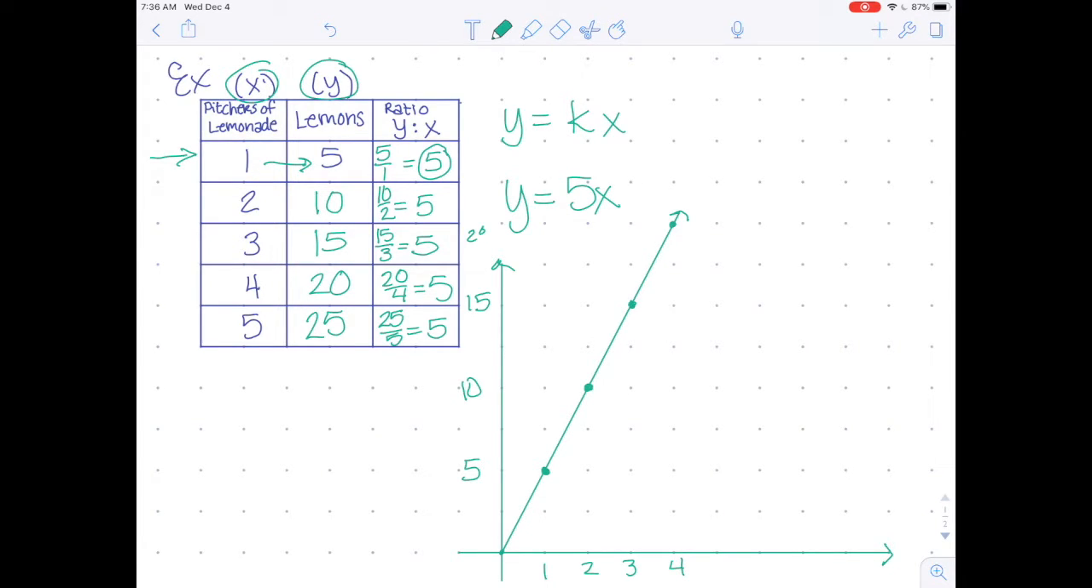Now, since we came up with this formula, we can figure out, well, how many lemons do I need for 8 pitchers? So 8 pitchers, and we know that pitchers is the x value, so we're going to put 8 in for x. So y equals 5 times 8, which is 40. So it's going to take 40 lemons to make 8 pitchers of lemonade.